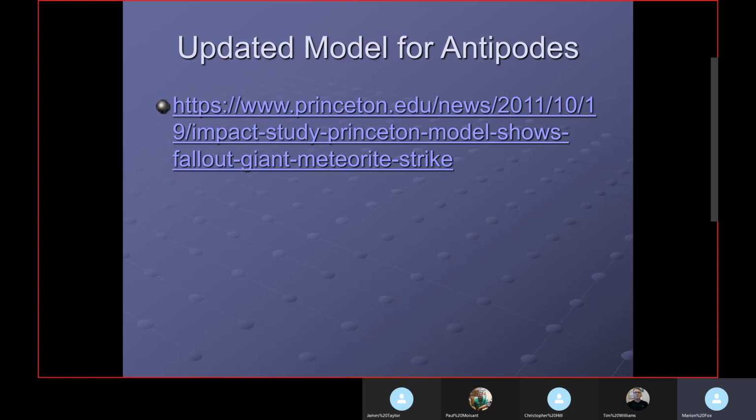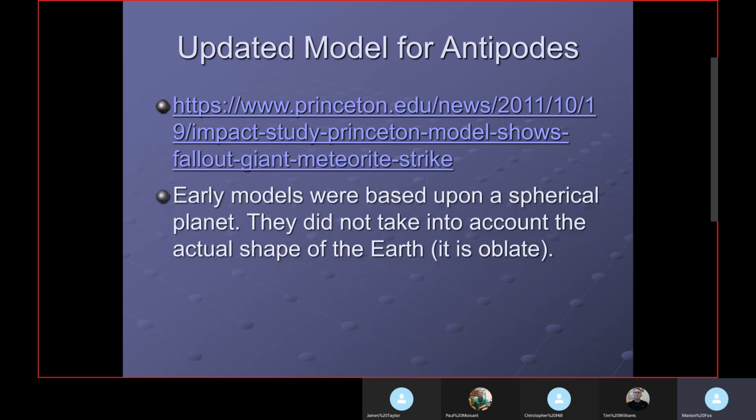And here's an updated model out of Princeton University that shows the fallout from giant meteorite strikes, where they get antipodes for us. Now, this model is modeled after the true shape of the Earth. The Earth is oblate, which means it's fatter at the equator because of the spinning motion than it is at the poles. So it's not exactly a sphere. It's oblate. It's fatter at the equator. That oblateness wasn't factored in before, but the Princeton model does factor it in. It makes the mathematics a little more complicated.